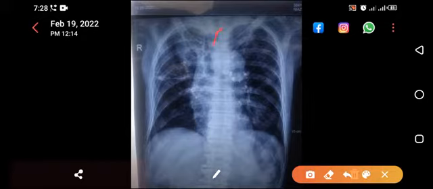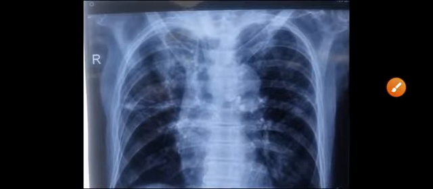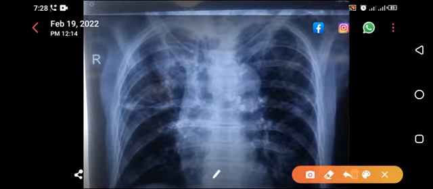It looks like the trachea is rotated to the right. This is the trachea, and this has been shifted to the right. The trachea is shifted to the right. Do you agree with me? Answer is no. The trachea is not shifted. Actually, if you focus on the film, this is actually the film that is rotated. This is the spine, this is the left clavicle, and this is the right clavicle.